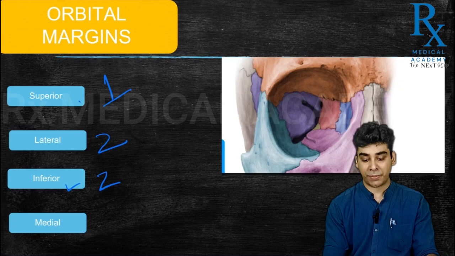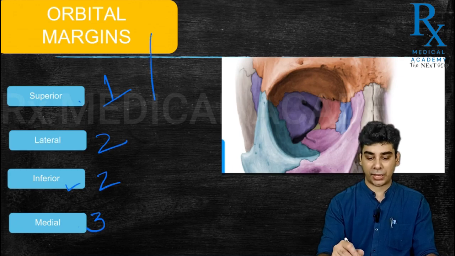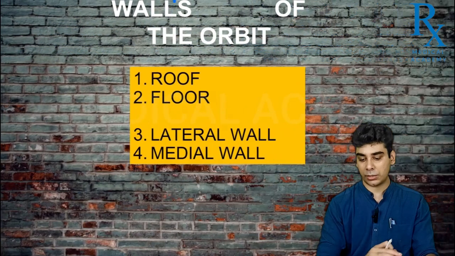And the medial margin made up of three bones. We have the maxilla, we have the lacrimal as well as the frontal process of the maxilla, right? So I hope यहाँ तक अभी तक clear हो चुका है. We can go on to the next part now.